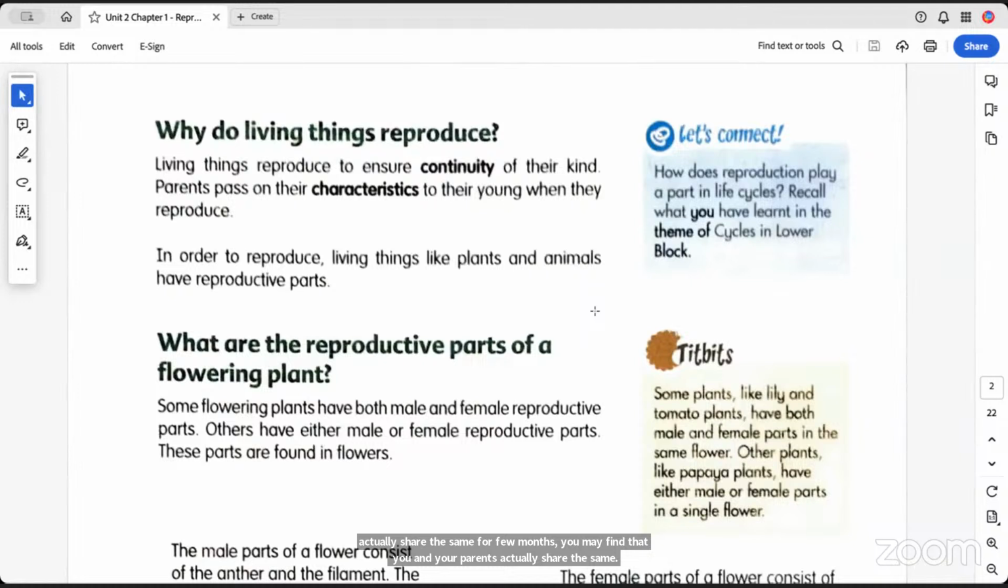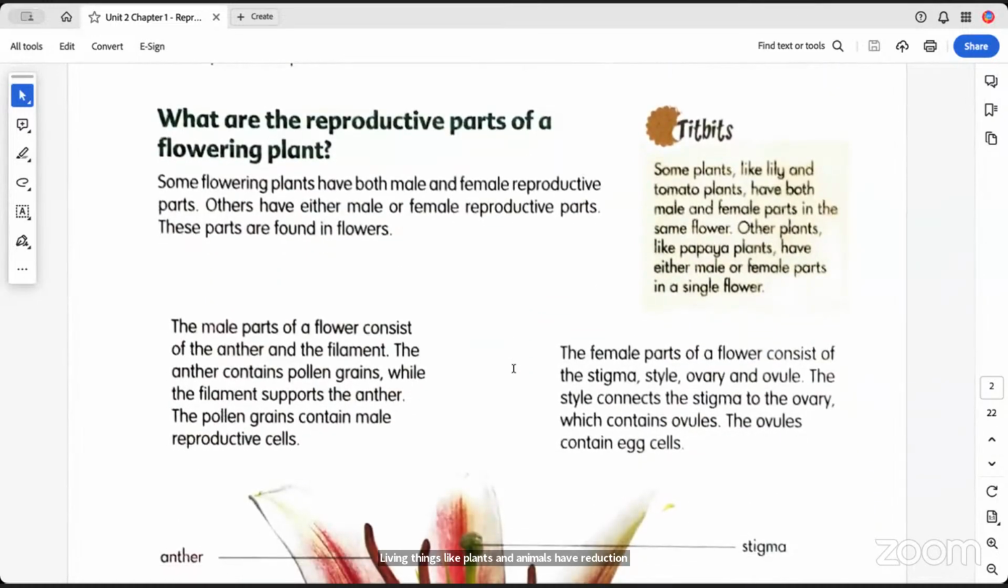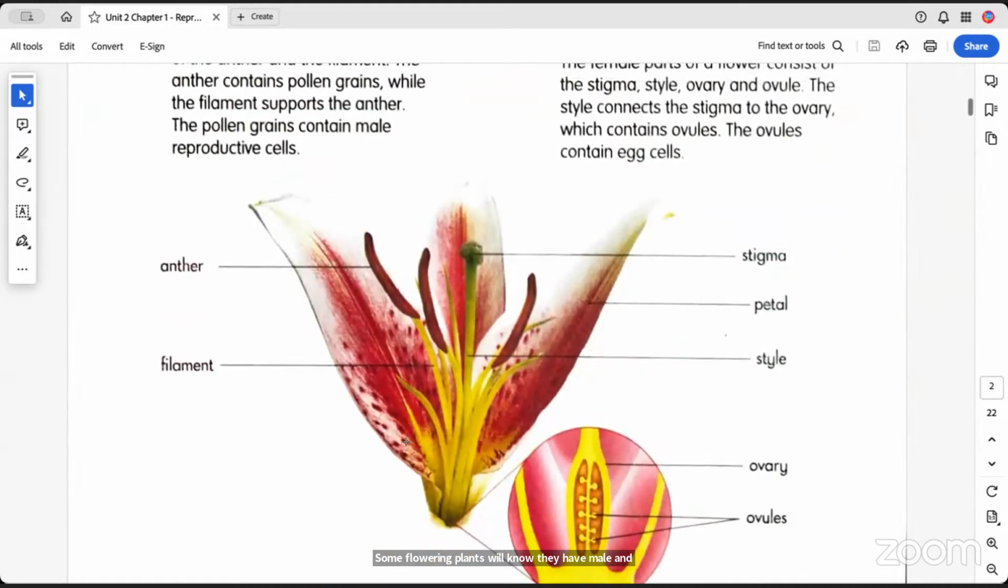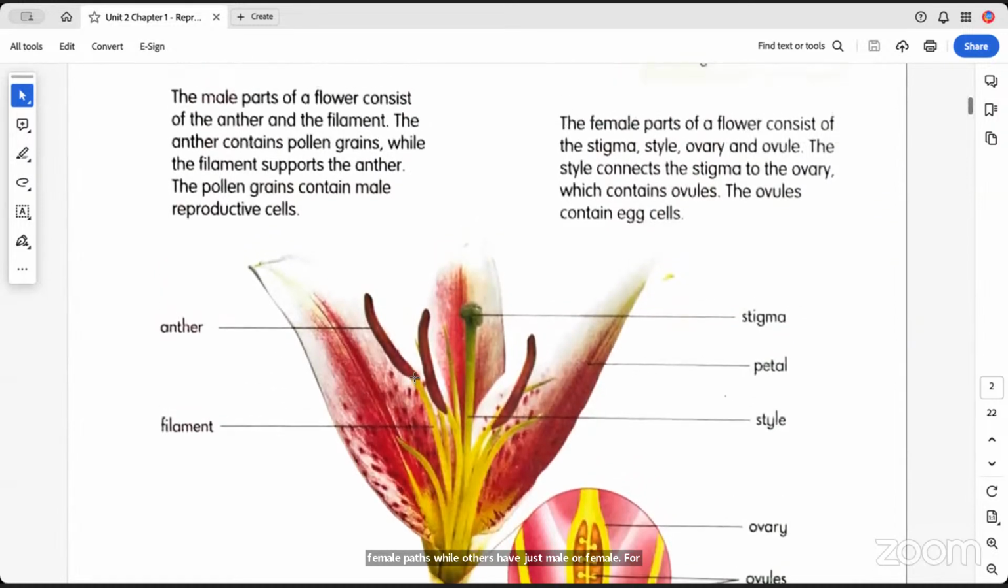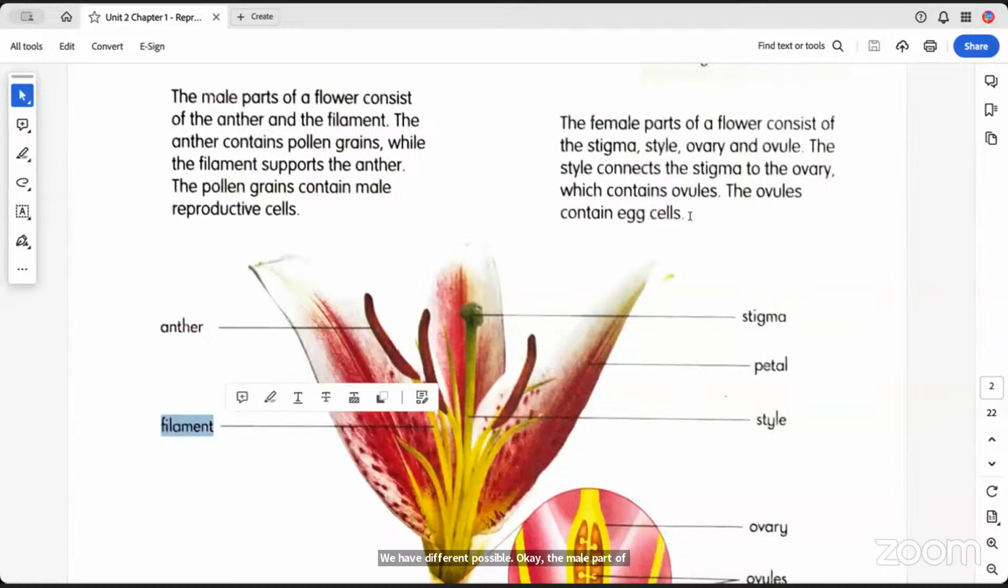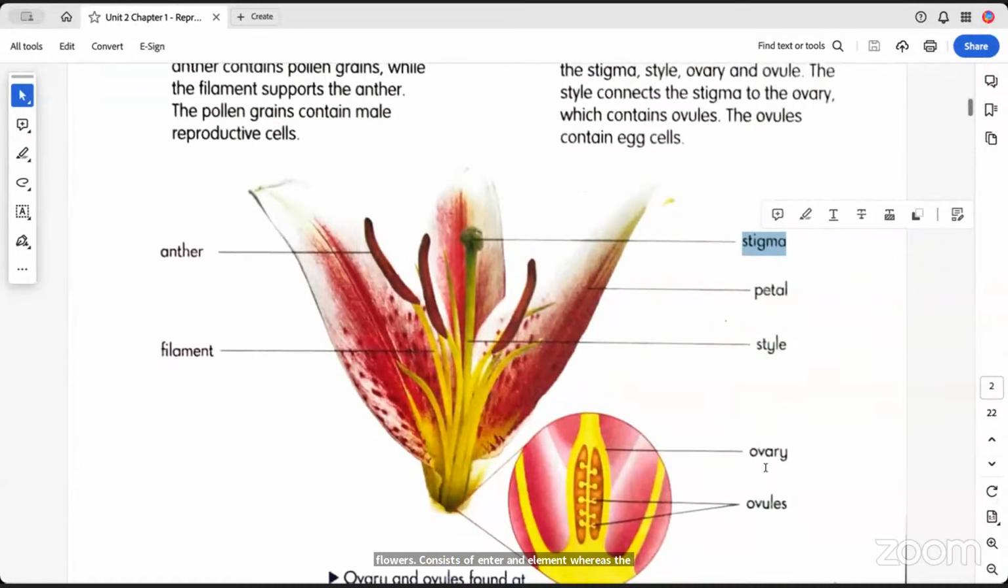So in order for them to reproduce, living things like plants and animals have reproductive parts. So what are the reproductive parts of flowering plants? Some flowering plants have male and female parts, while others have just male or female. For a plant that has both, as shown in this picture here, we have different parts. The male part of the flower consists of anther and filament, whereas the female part of the plant consists of stigma, style, ovary, and ovules.